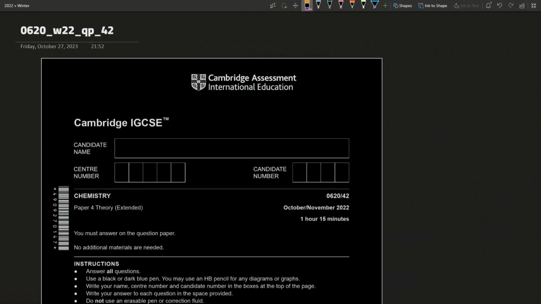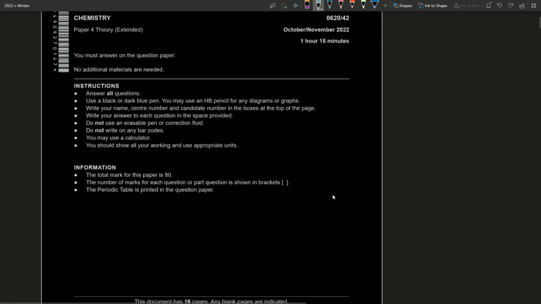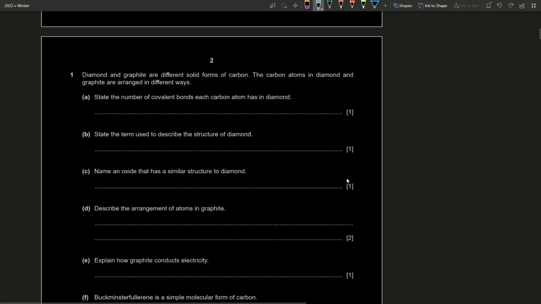النهاردة بإذن الله هنحل IGCSE Chemistry Paper 4 of October November 2022 وده variant number 2. خلينا نبدأ. بسم الله. Question 1.